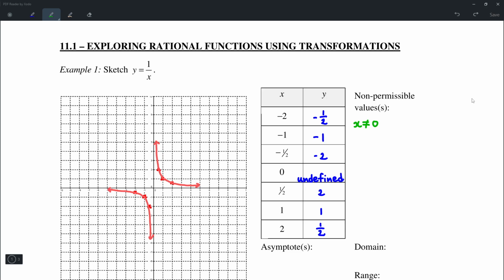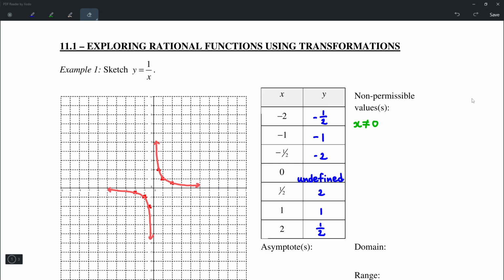Notice that as x approaches 0 from one side, the values of y will keep increasing, and as x approaches infinity, the y values will continue to decrease, but always staying positive. So let's say, for example, when x is equal to 100, its reciprocal will be 1 over 100, which is a very small number, and that will continue on as x approaches infinity.